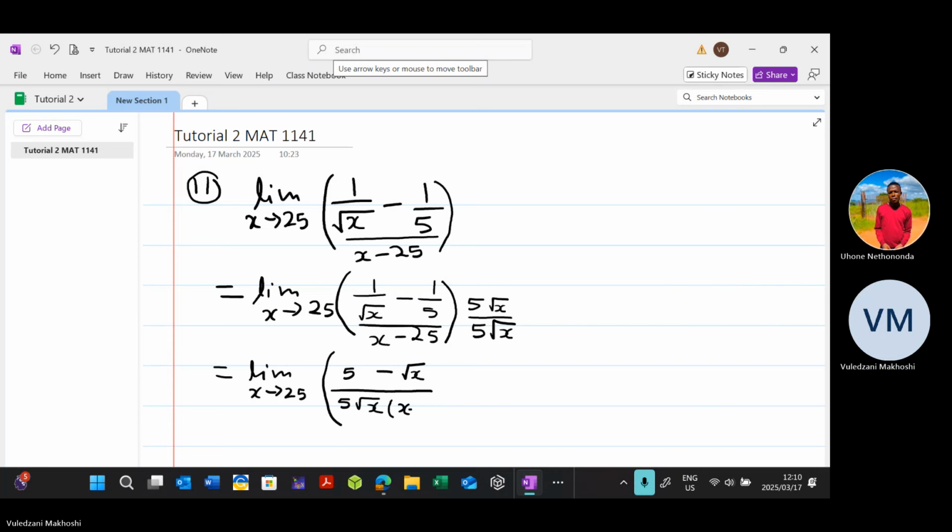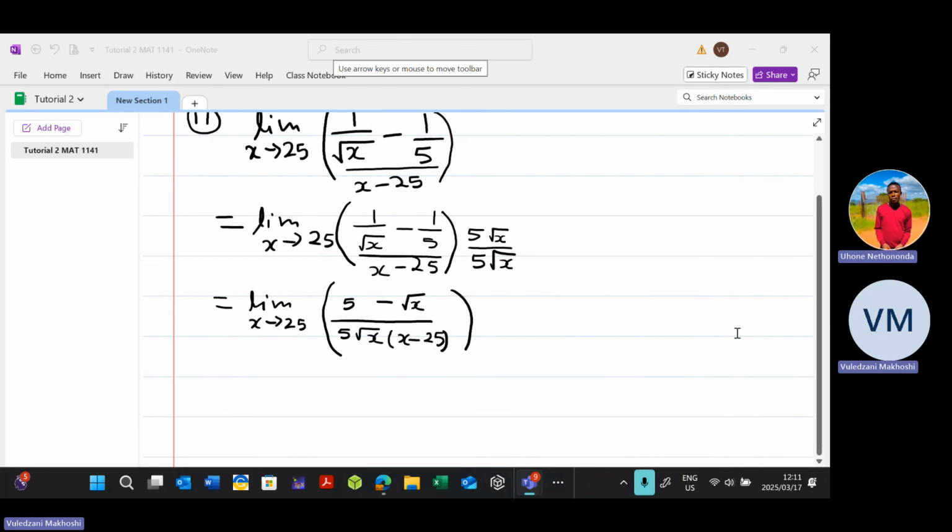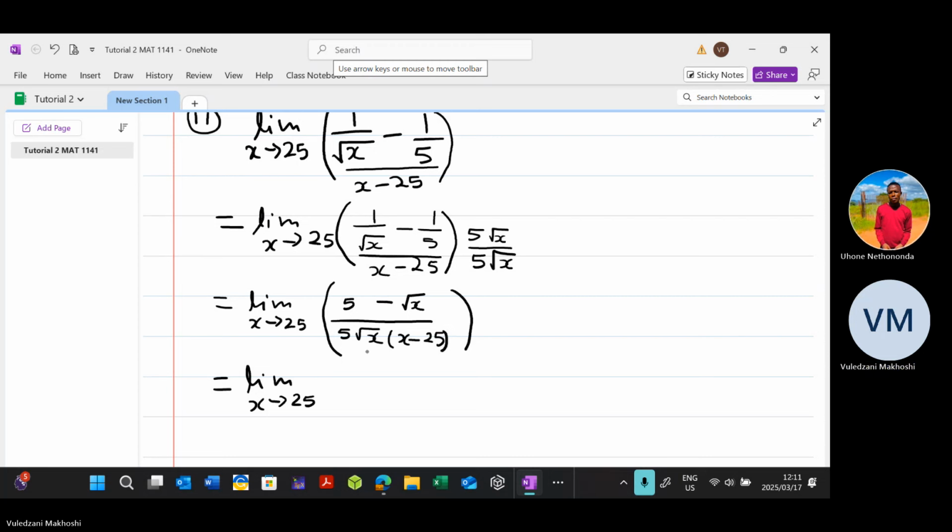Multiply this by x minus 25, like this. Okay, we can put a bracket here, so that we end up with the limit when x is approaching 25 of 5 minus the root of x divided by 5 square root of x into x minus 25. Again, if we look at what we have here and check whether 25 is in the domain of our function or not, we will realize that when we substitute 25 here, we'll have 25 minus 25, which is 0.